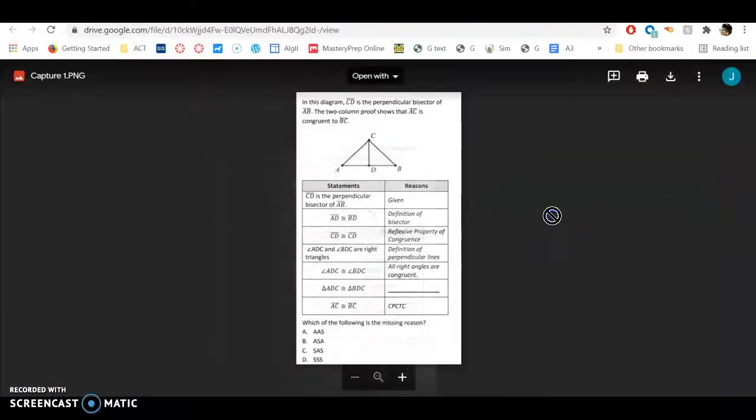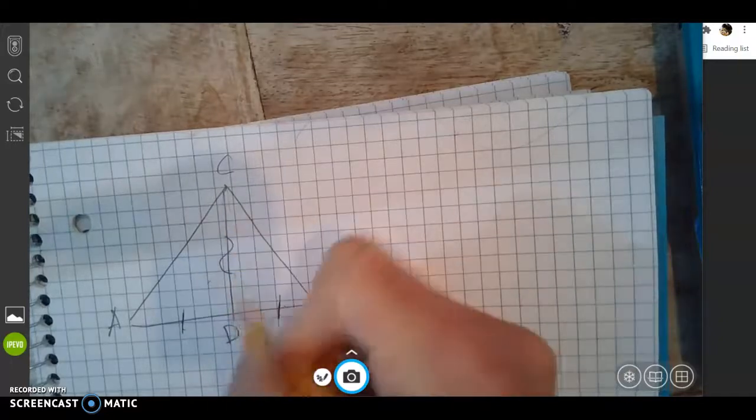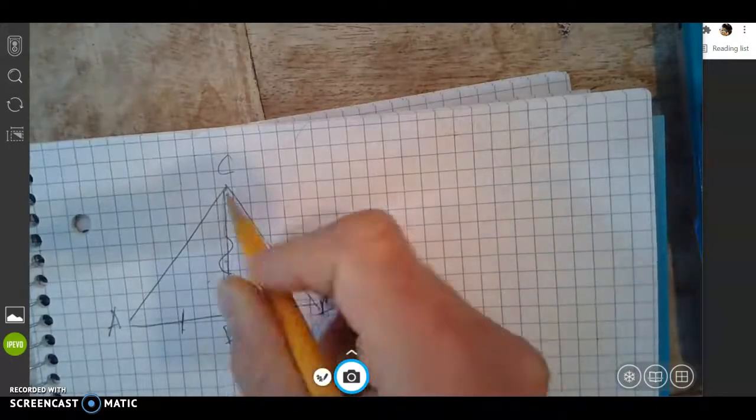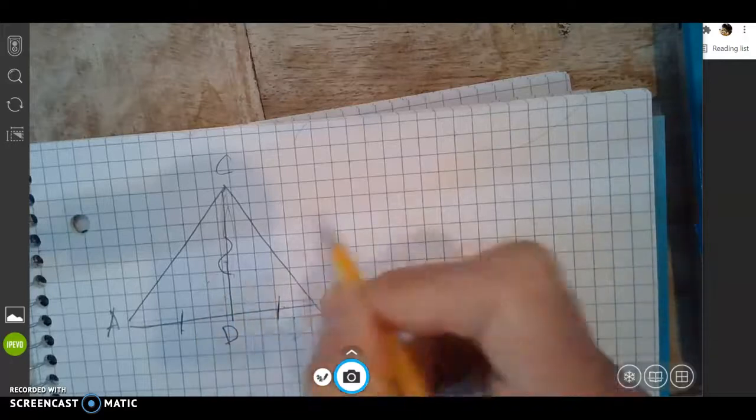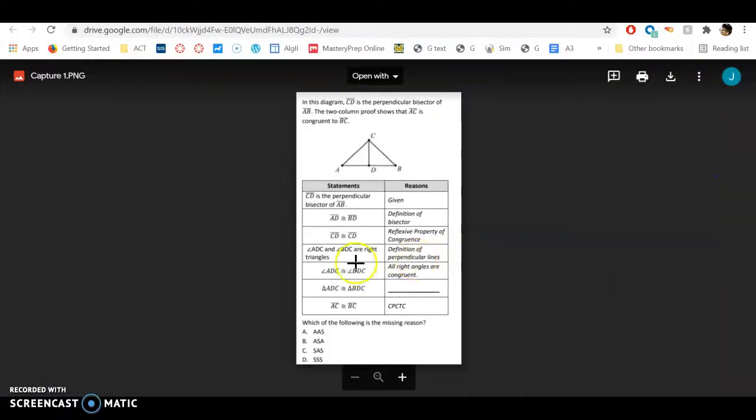What else is congruent? Ooh, reflexive property. CD is congruent to CD. So we got another side right here. CD is congruent to CD. Same side. It shares it. So am I getting another angle? Am I going to get a side? What am I going to get? I don't know. Let's find out.